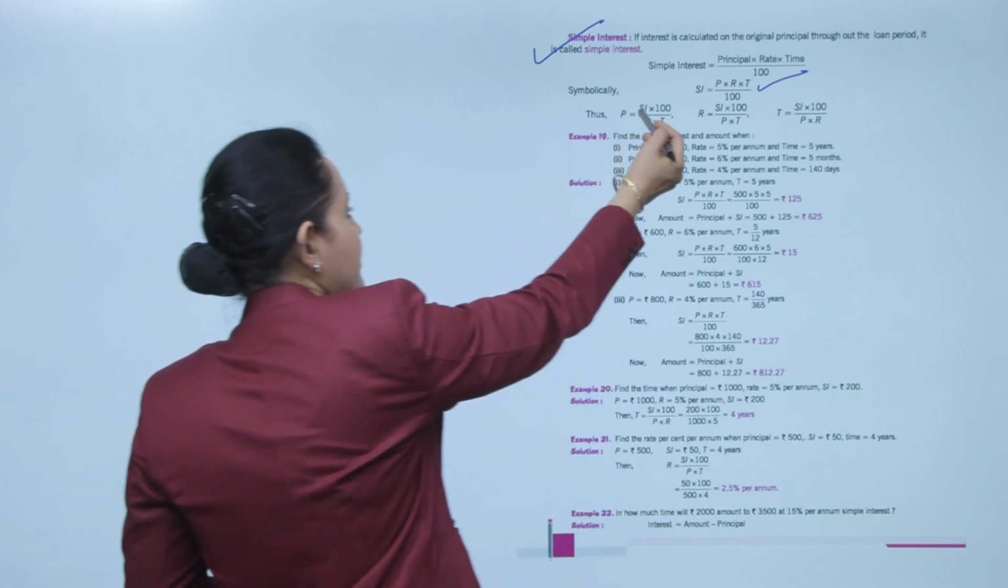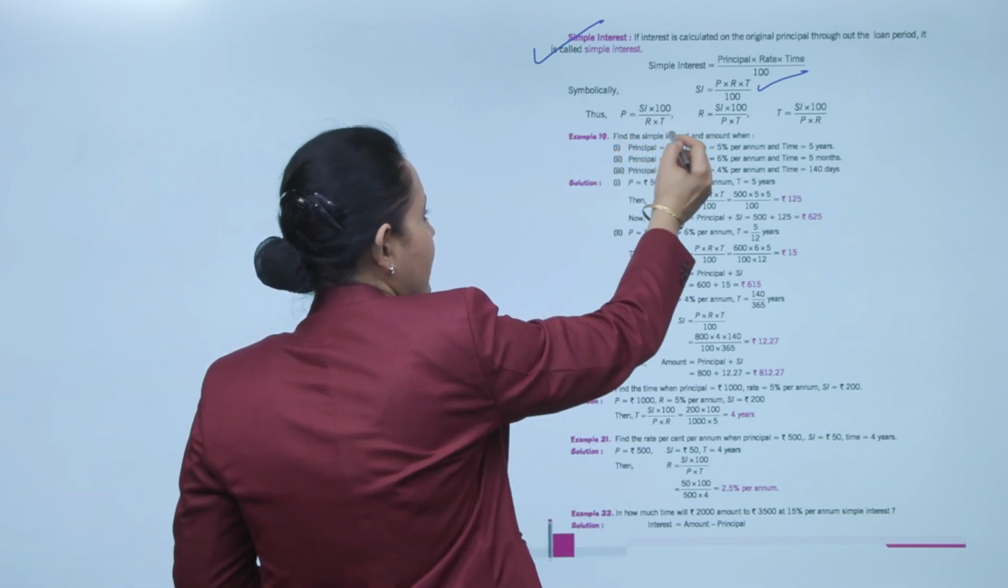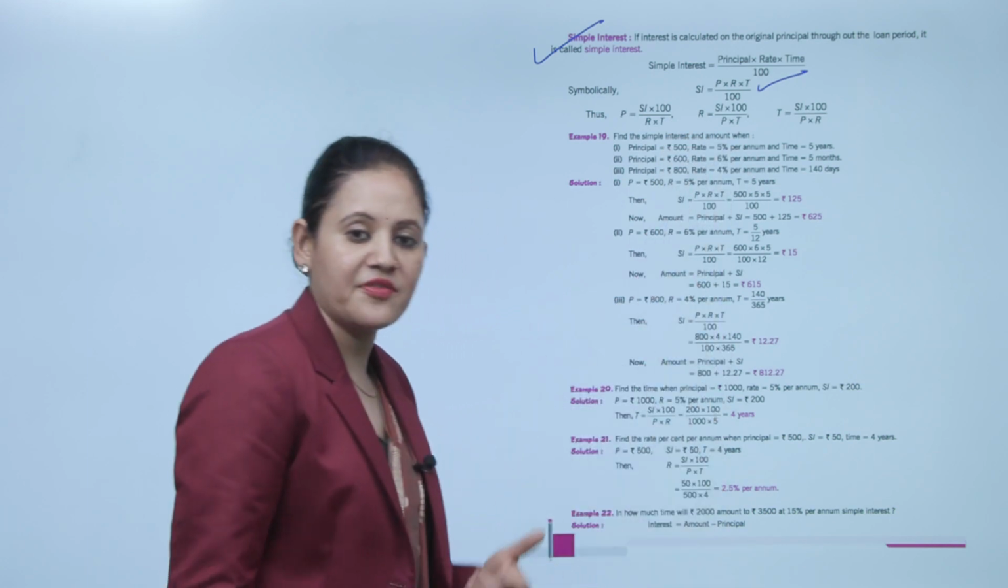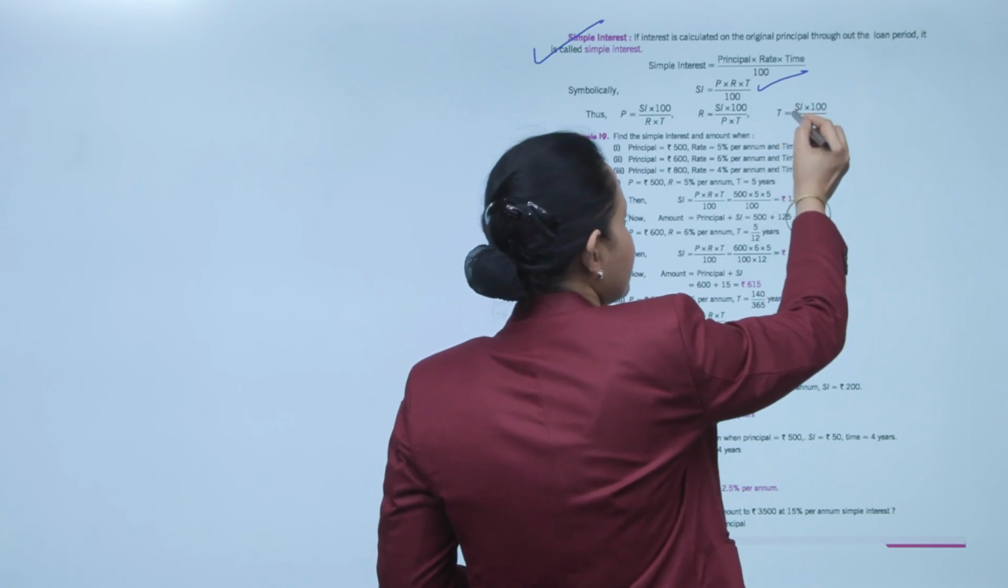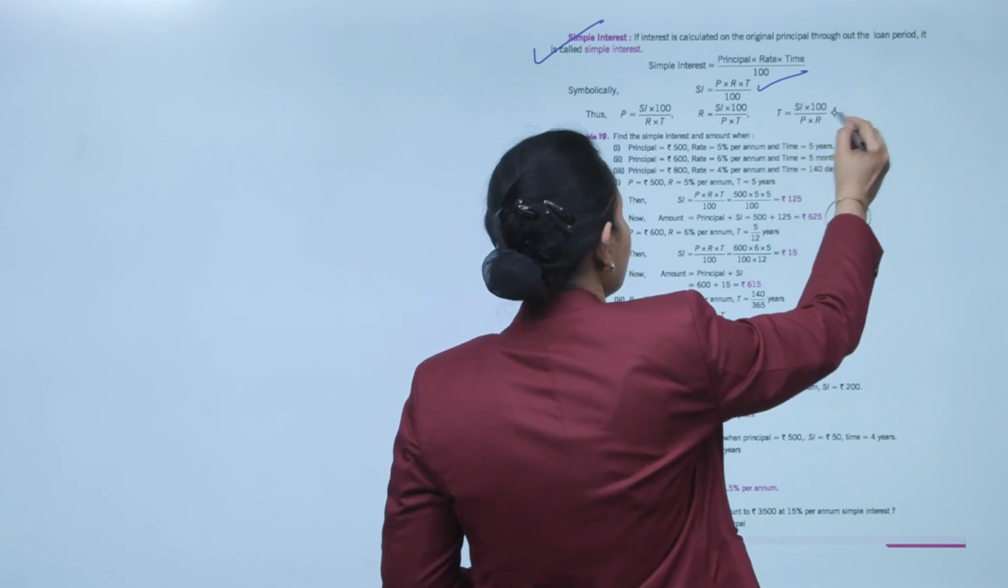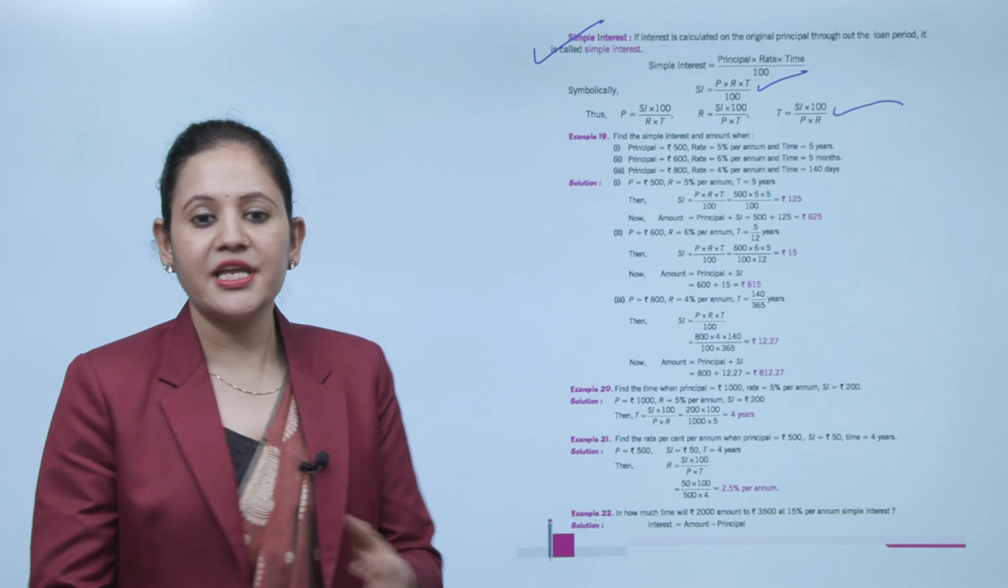Principal, to find it, is simple interest into 100 upon rate into time. Rate equals simple interest into 100 upon P into T. T equals simple interest into 100 upon P into R. Now we'll take an example.